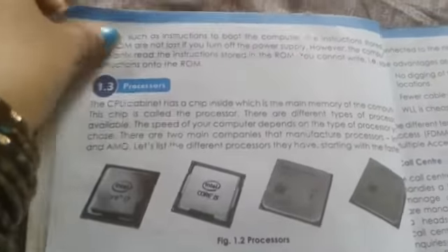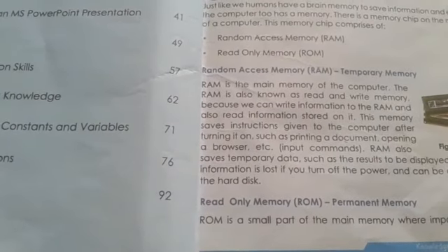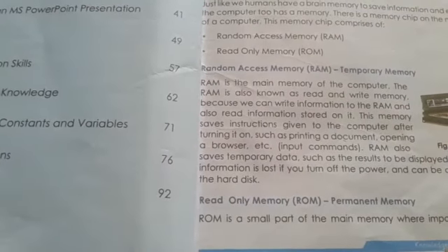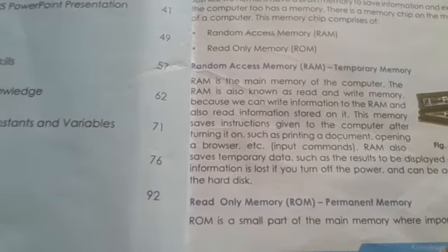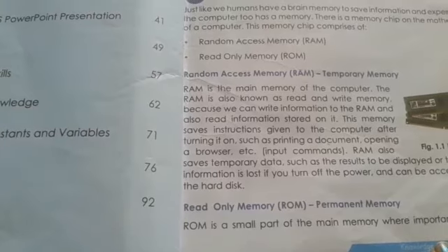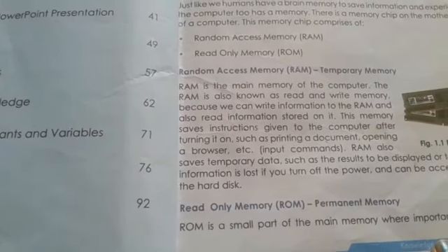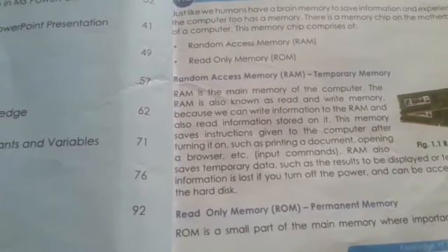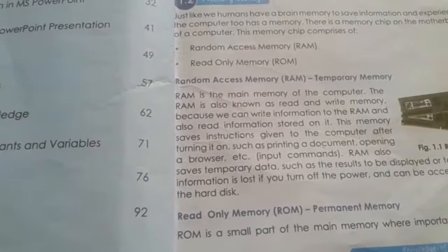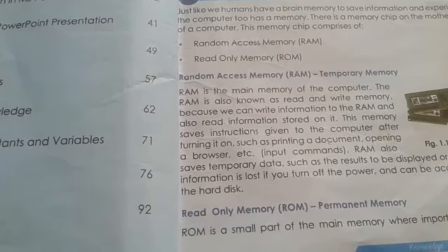So there are two types of memory: random access memory and read only memory, RAM and ROM. RAM is the main memory of the computer. RAM is also known as read and write memory. The information stored on RAM you can read and you can write. Then which commands? Your RAM can save the open command, print command, cut command. These input commands are stored in RAM, which is temporary memory. When your power supply is turned off, the instructions and data stored in RAM are lost.